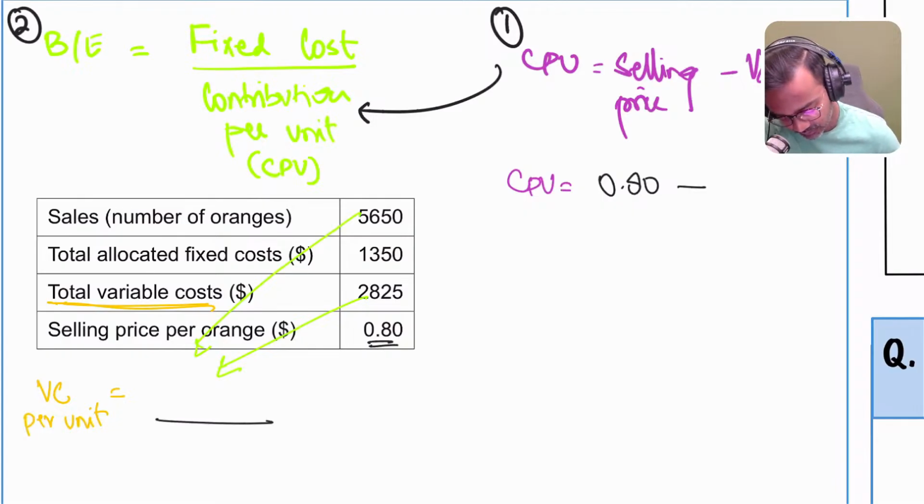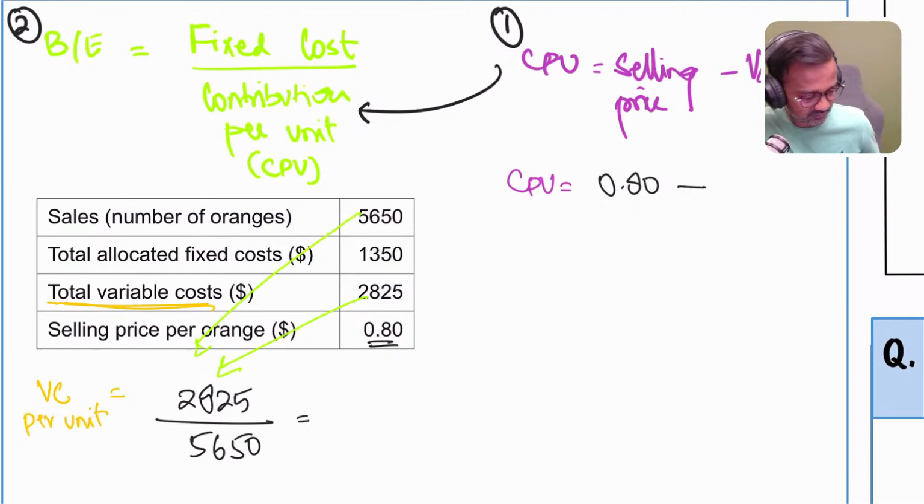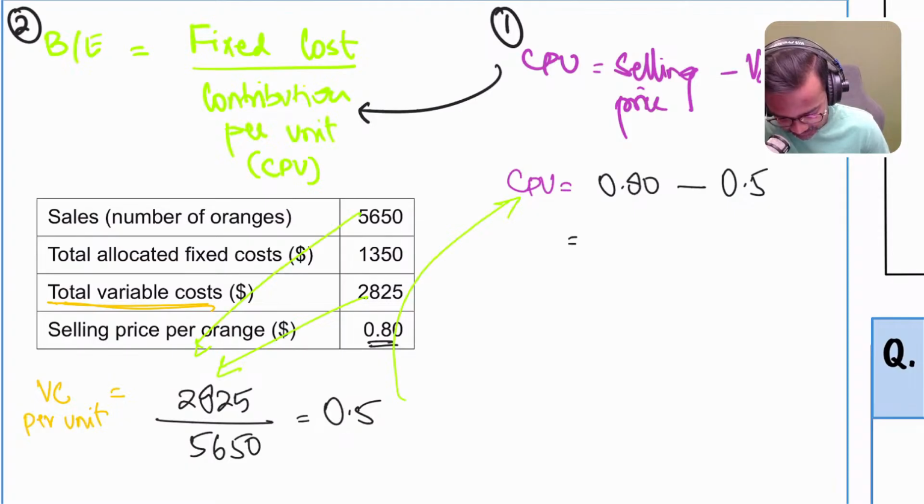So this becomes 2825 divided by 5650. Could anyone help me out here what this number is? Or I'll just take my calculator out. 2825 divided by 5650. Right, so this is 0.5. So we know now variable cost per unit, which is what we need to now bring here in this formula. So this minus 0.5 tells you that your contribution per unit is 0.3.